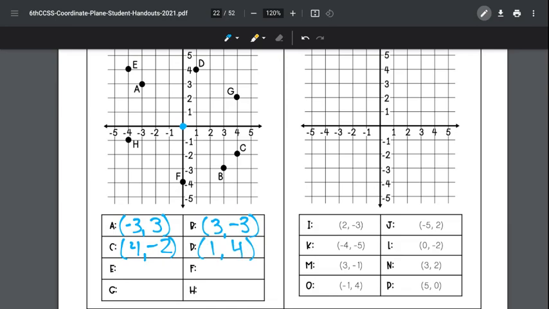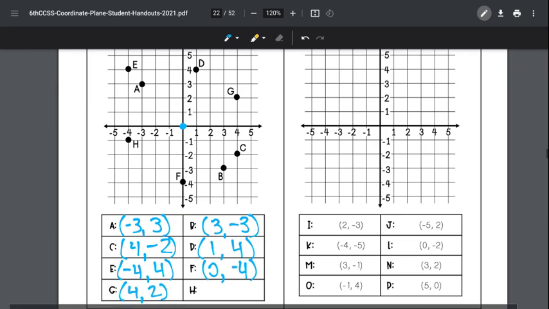E, 4 left, 4 up, so -4, 4. F, 0 left or right, and -4 down. G, 4 right, 2 up, 4, 2. And H, 4 left, 1 down, -4, -1.